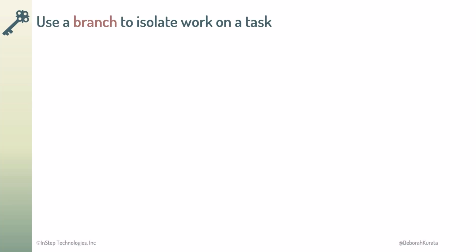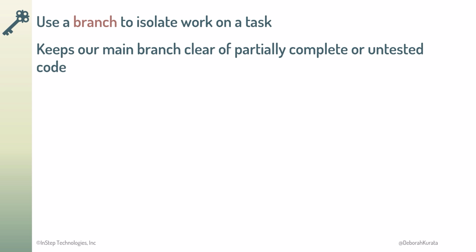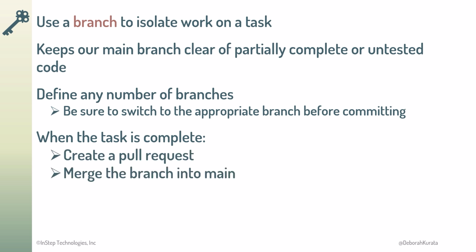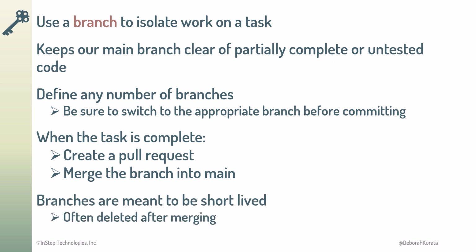So, we use a branch to isolate the work on a task, such as a feature, change, or issue. This keeps our main branch clear of partially complete or untested code. We can have any number of feature branches defined at any point in time. Be sure to switch to the appropriate branch before staging and committing. When the task is complete, create a pull request to merge the branch for that task into main. Branches are meant to be short-lived and are often deleted after merging.